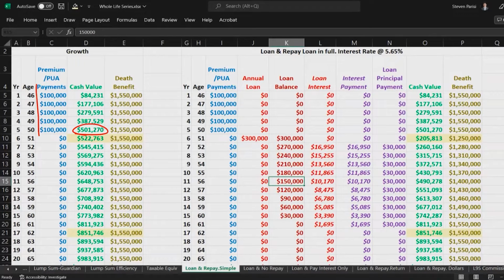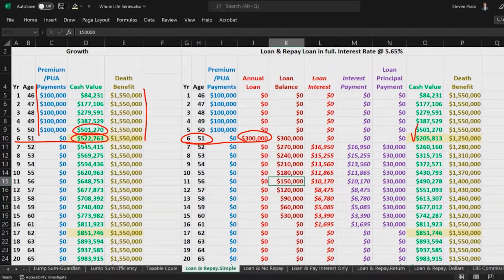Death benefit of $1.55 million. When you take the $300,000 loan in year 6, what happens to your policy? I see my cash value does drop. The cash value, think of it as your equity. That's the amount you actually have access to. In the same year 6, if you don't touch it, it would have been worth $522,000. So why did it drop by more than $500,000?